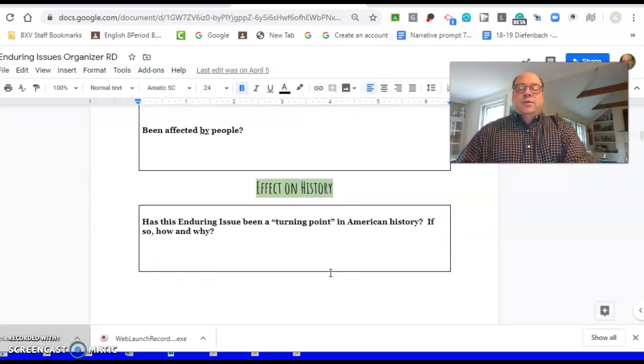How has this enduring issue been a turning point in American history? Talk about each particular part of your enduring issue. What are the turning points? What made a difference over time? Think about that and answer that question. Make sure it's clear. Answer the how and why.